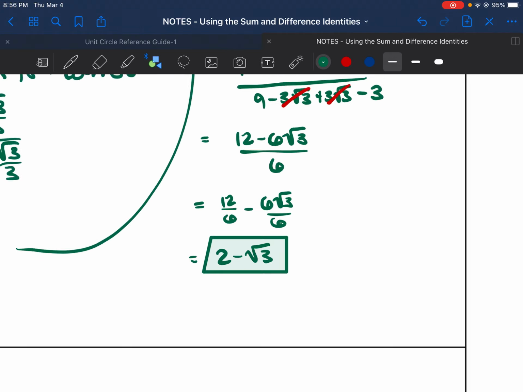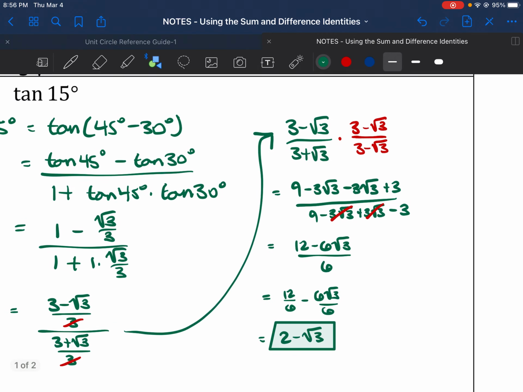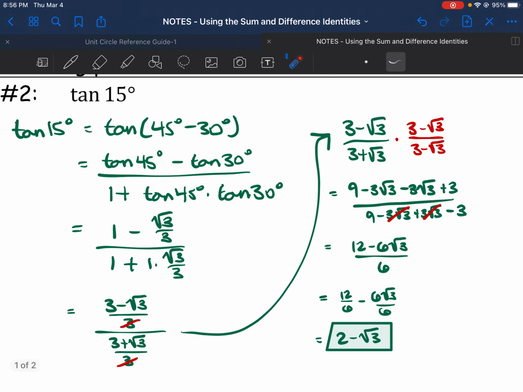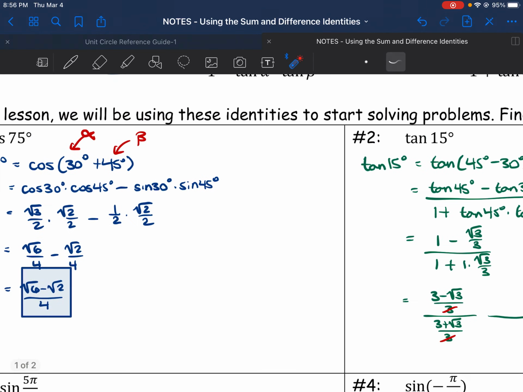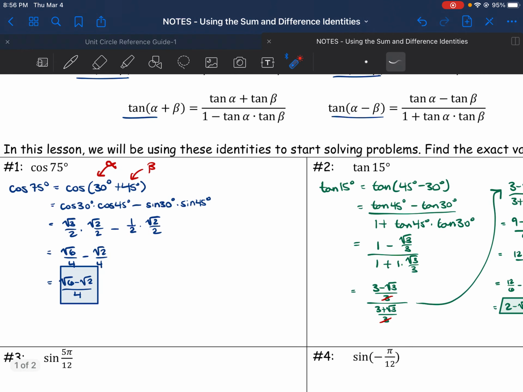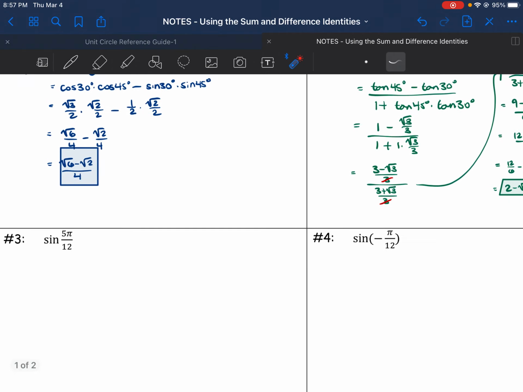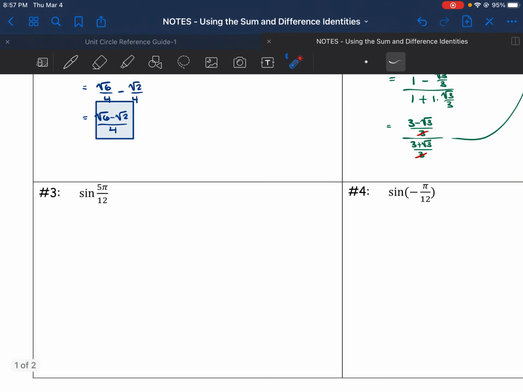Okay, and that's our exact value, even though it was a lot of work. That is our exact value for the tangent of 15 degrees. Both of these examples, number 1 and number 2, dealt with degrees. Examples 3 and 4 are going to deal with radians, so we need to get used to working in radians again.